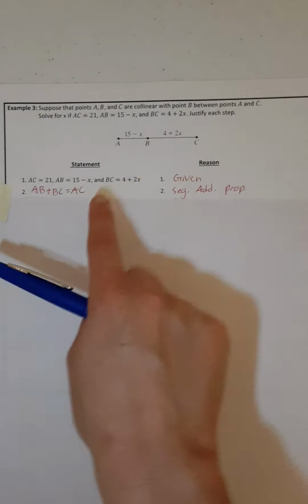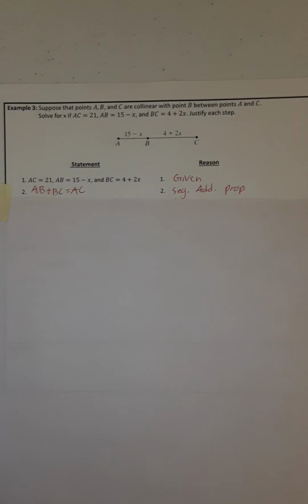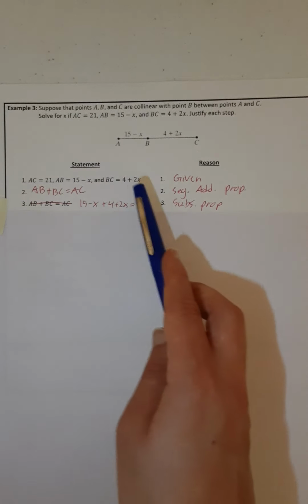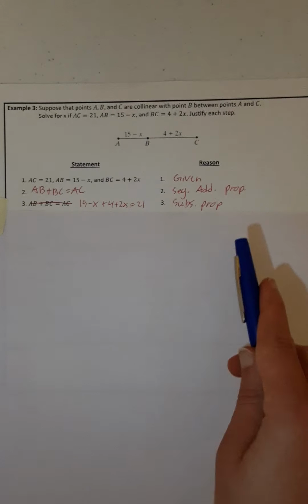That is given. Next, we know that AB plus BC, those two smaller segments, add up to the whole segment AC. And this is going back to chapter 0. This was the segment addition property that tells us that. Once I know that that statement is true, that the two pieces AB and BC make up the whole segment AC, I can substitute those values in. So I know that AB is really the same as 15 minus x. I know that BC is really 4 plus 2x, and I know that AC is really 21. And I'm using the substitution property to put those in to what I had in number 2.